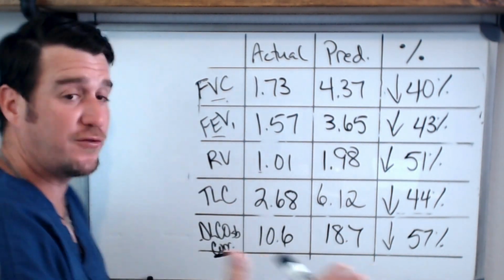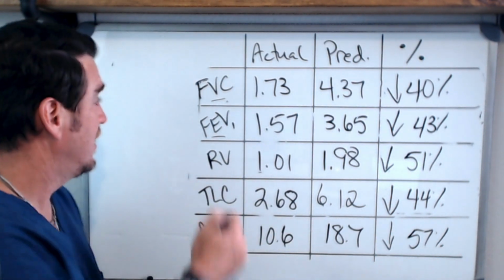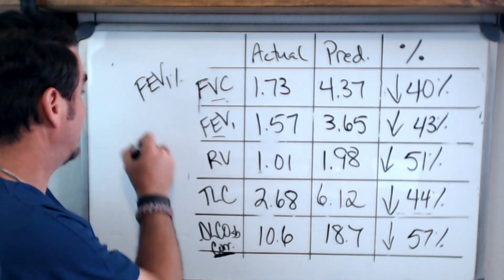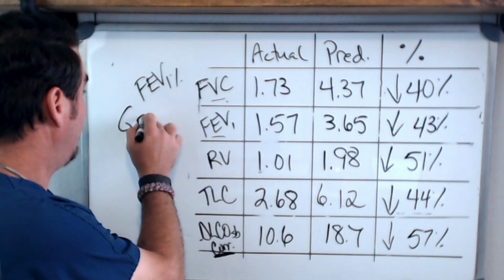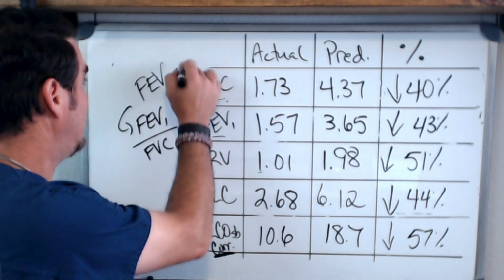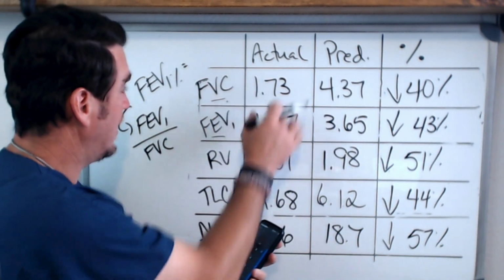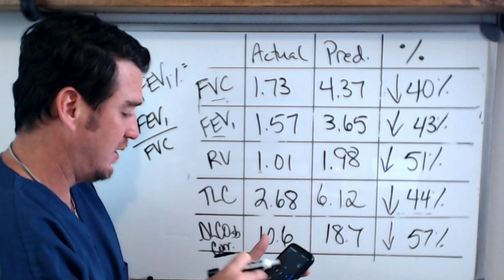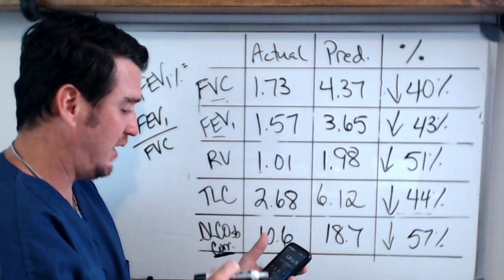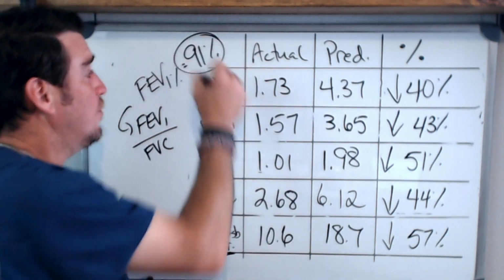Now remember, what do we do from here? Same thing we've been talking about, the same thing we did in the last one. We look at our FEV1%, which equals FEV1 divided by FVC. Well, what does that equal when we do that? If we take 1.57 divided by 1.73, we get 91%.